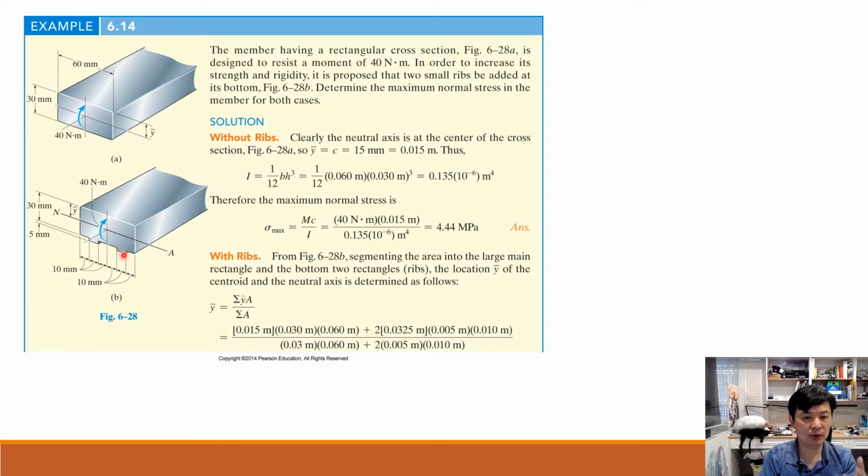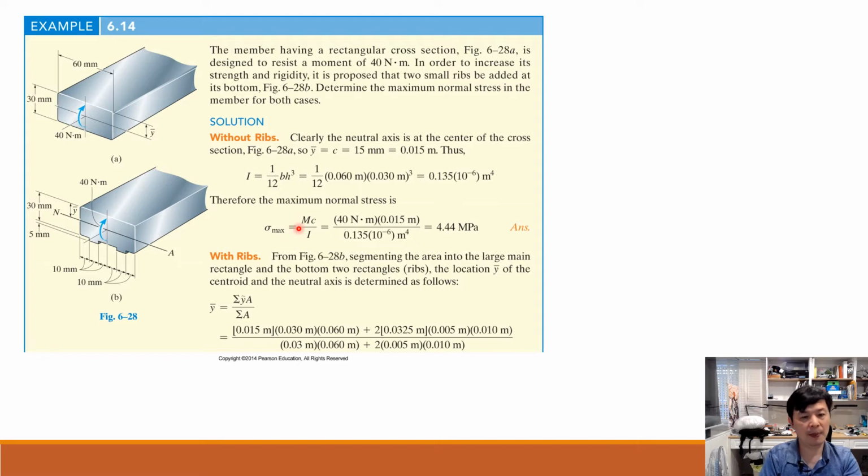What's the maximum normal stress, or the maximum bending stress, in both cases? In this case, we'd like to see if we add these strengthened structures, so-called ribs, on the bottom, can we derive better performance or not? Just try to compare these two results.